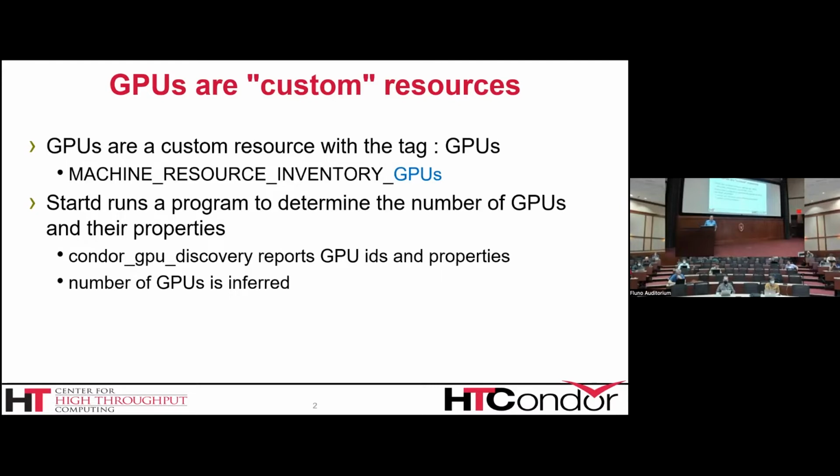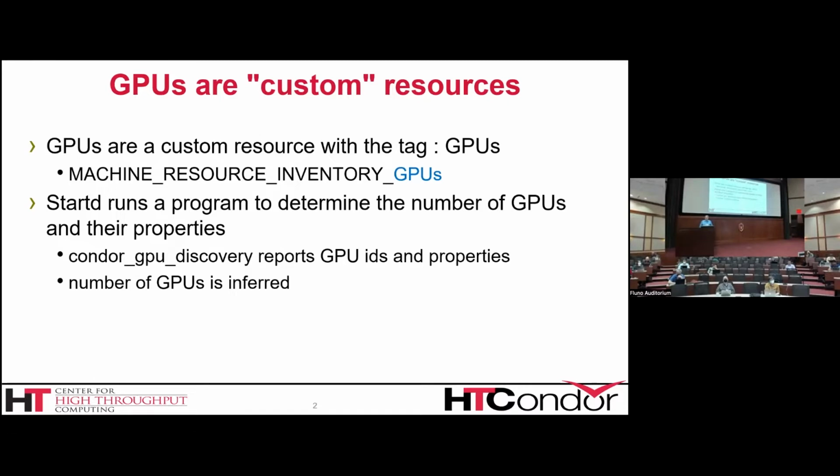You use this by using the knob MACHINE_RESOURCE_INVENTORY_ and then you come up with a tag that represents the type of custom resource. In this case, we've decided that the tag we will use for GPUs is GPUs. I will be consistent about capitalizing GPU and doing lowercase s, but in fact, this is case insensitive everywhere.